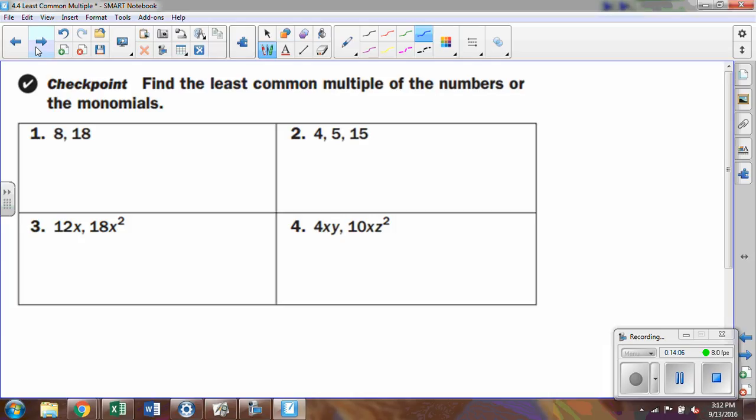So, for number 1, what's the least common multiple of 8 and 18? Well, if we are using the list method, we have to start listing them out. 8 times 1, 8 times 2, 8 times 3, 8 times 4, 8 times 5, 8 times 6, 8 times 7, 8 times 8, and there I'm up to 64.